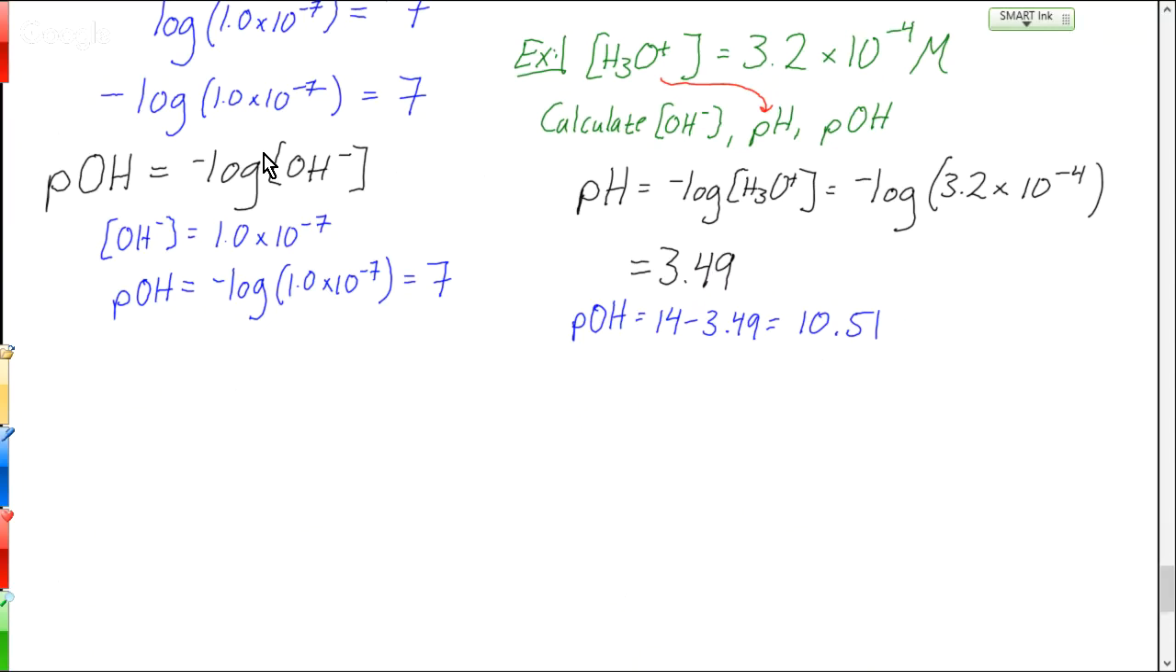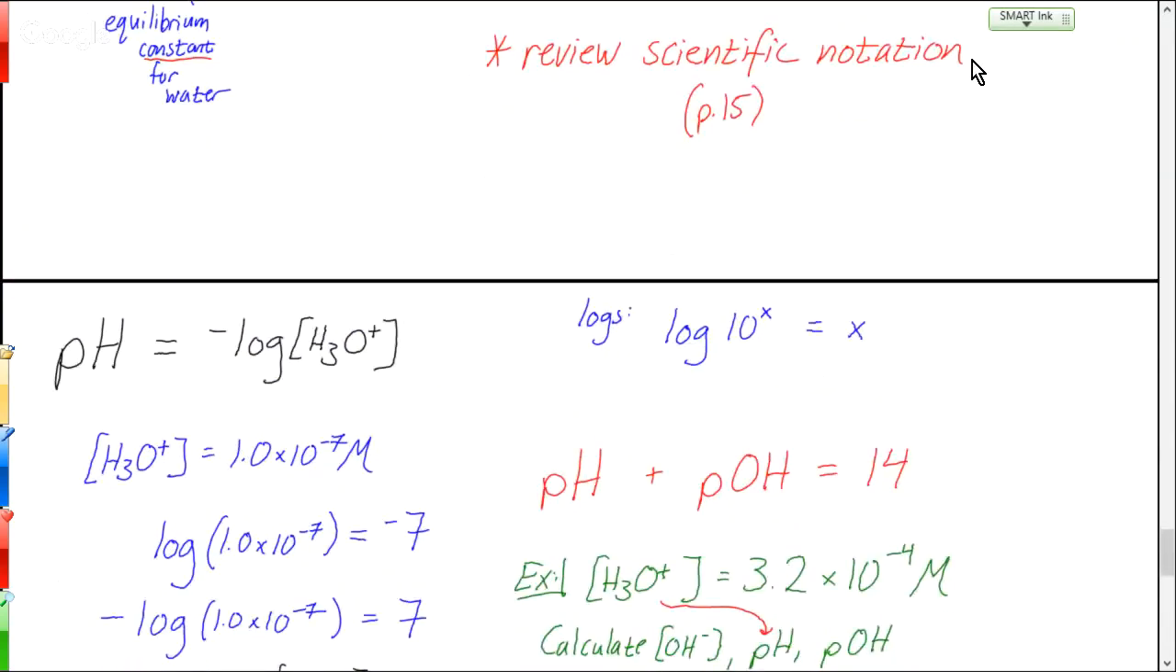It's the 10 to the whatever. So you raise the power to that. So we'll go back to our little log review here. Log of 10 to the x is x. 10 to the power of a log of something is just that. So log and 10 to the are inverse operations.